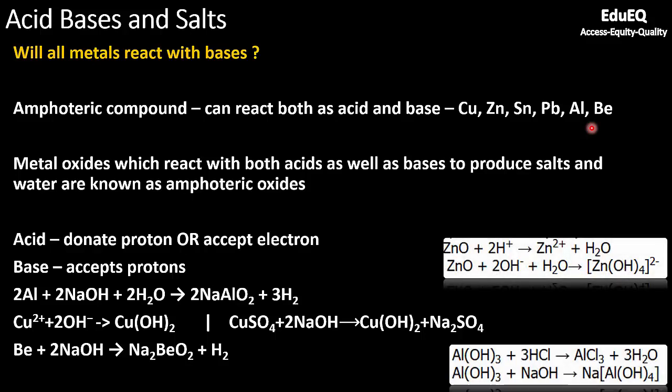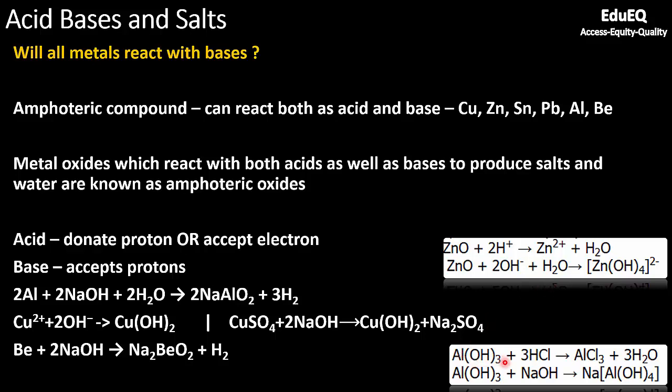Some of the reactions of amphoteric oxides I would like to highlight here. You can see zinc oxide, being an oxide of zinc, is an amphoteric oxide. When it reacts with acid, it forms the zinc ion, which can be any salt of zinc, and water. When it reacts with base, again it forms a coordination compound with zinc.